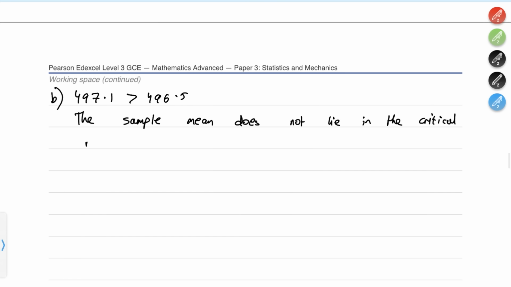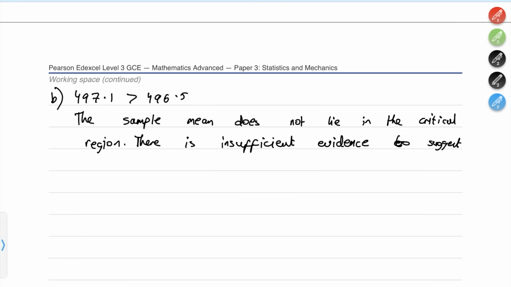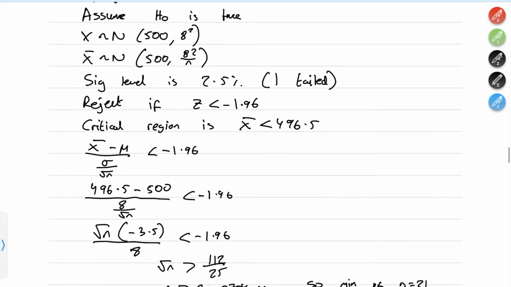So then we can say accept H0. So we can say that there is insufficient evidence to suggest that the bags are being underfilled. So there's insufficient evidence to suggest the bags are being underfilled. So I can say, in brackets, don't reject. Do not reject H naught. So that's part B done.